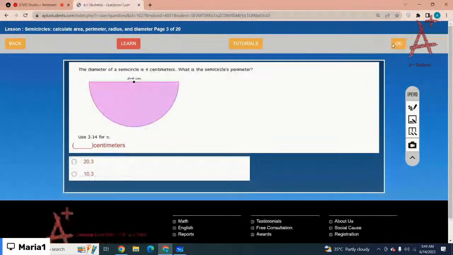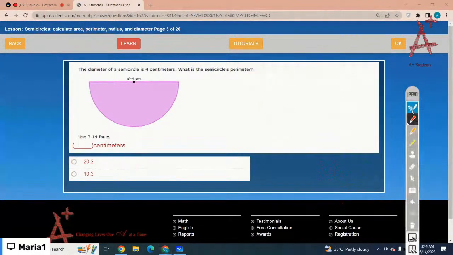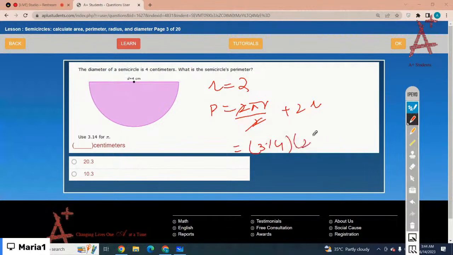Okay, the next one: the diameter of a semicircle is 4 centimeters. What is the semicircle's perimeter? You are given the diameter, and as I explained earlier, diameter is 2 times the radius. That means the radius would be 2. You have to calculate the perimeter. So it would be 2 pi r divided by 2 plus 2r. The 2 cancels out. Just put the values: 3.14 times 2 plus 2 times 2.